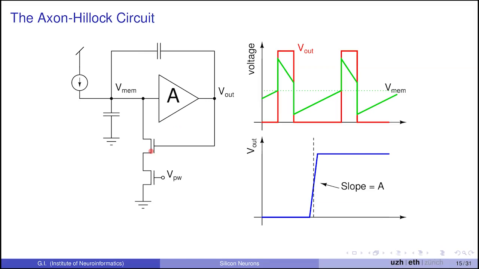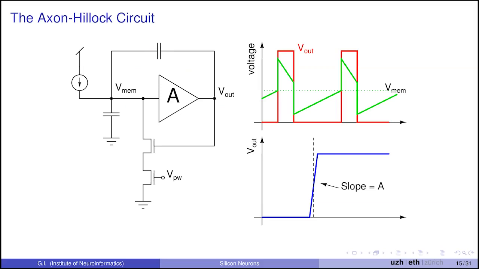But going back to the Axon-Hillock circuit, this is basically showing how the circuit works. And it's important to realize that this is a high gain amplifier. And so V out really goes up quickly as soon as Vmin crosses the threshold. And so this is showing the effect of this high gain amplifier. Now, the first thing to study is how much is this jump that Vmin sees with this positive feedback? Why do we need this capacitor?